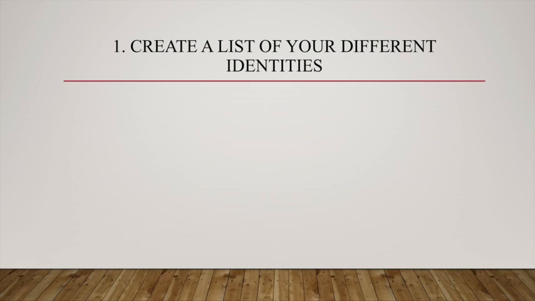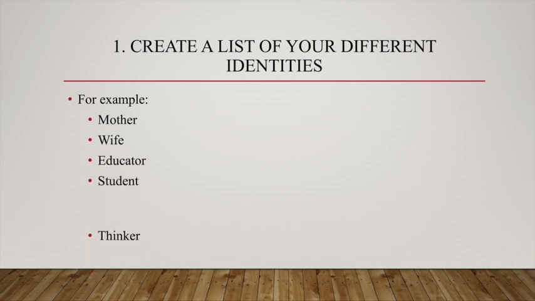So an example is if I were to list out some of my identities, I might pick mother, I am a wife, I'm an educator, I'm also a student, I'm a thinker, I'm a problem solver. Now, this isn't all of them, but this is a start to this particular process.